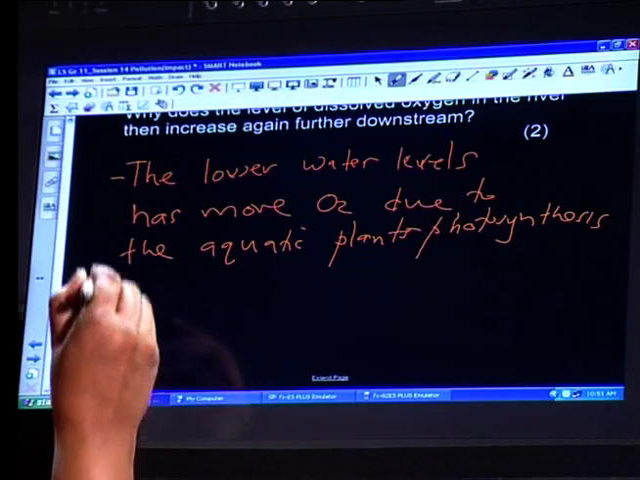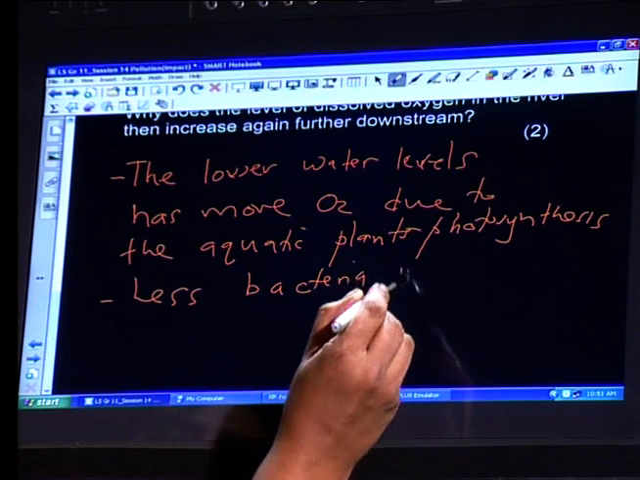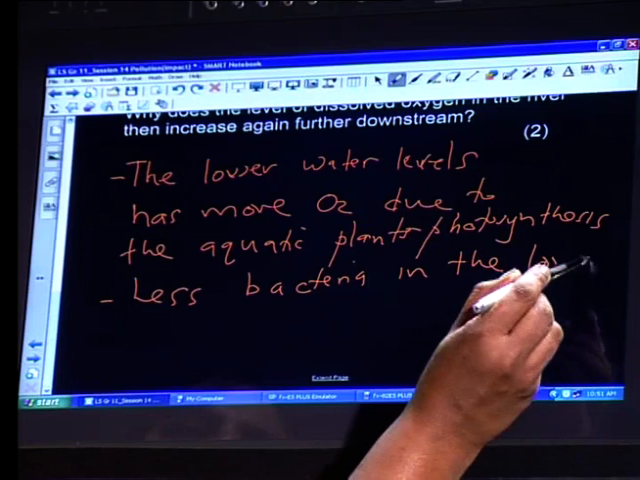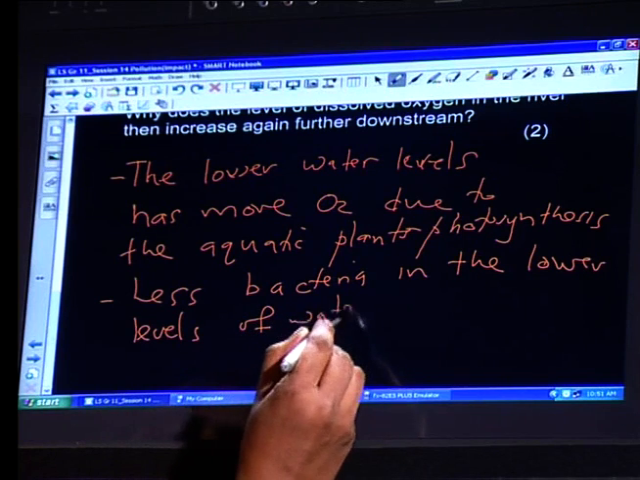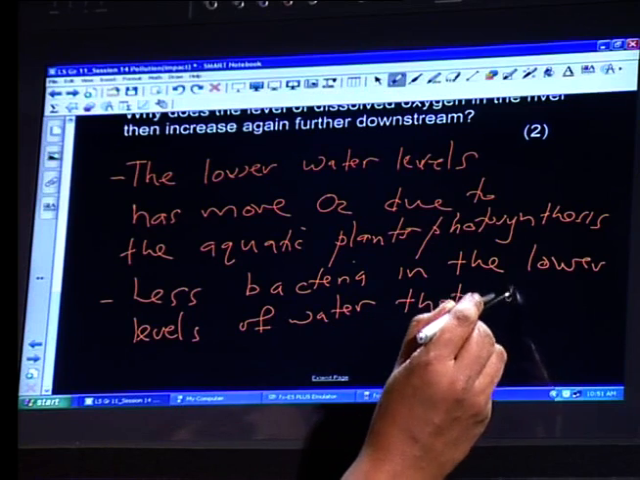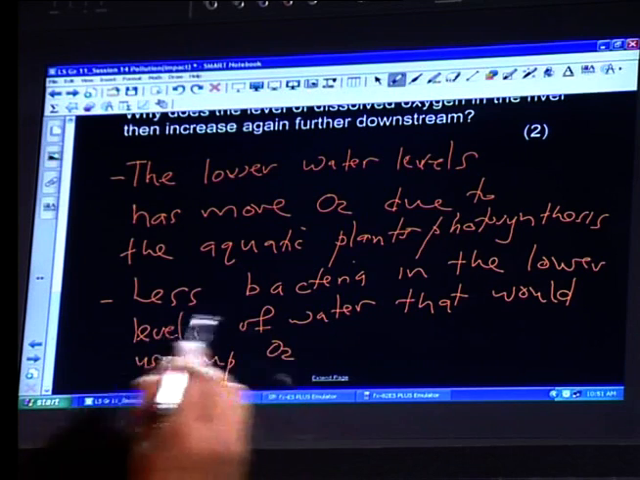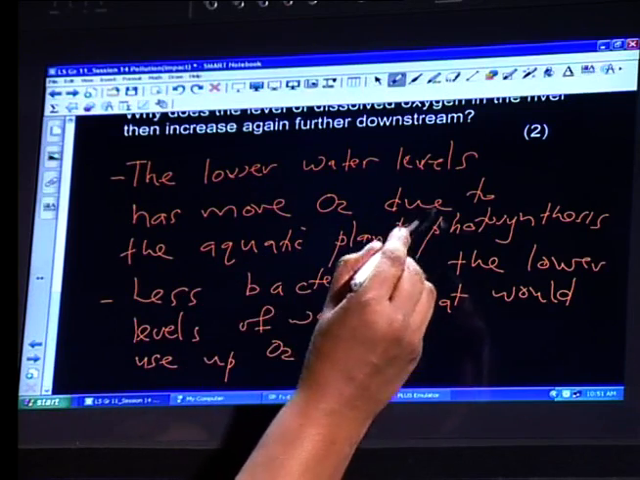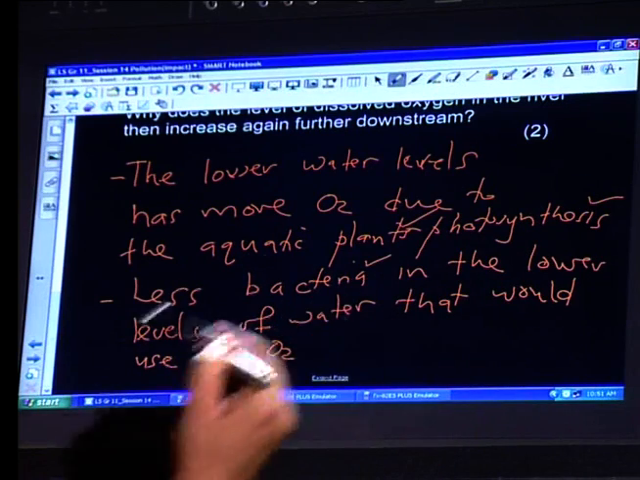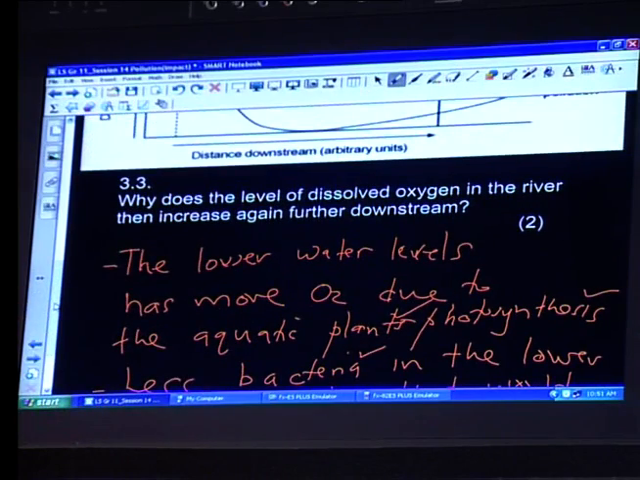that's one. And the second one is that there's less bacteria in the lower levels of the water. That would use up. Right, so the lower water levels have more oxygen due to the aquatic plants that are photosynthesizing, and obviously there's less bacteria in the lower levels of the water, so obviously less oxygen will be used up. That is why the amount of oxygen will increase.